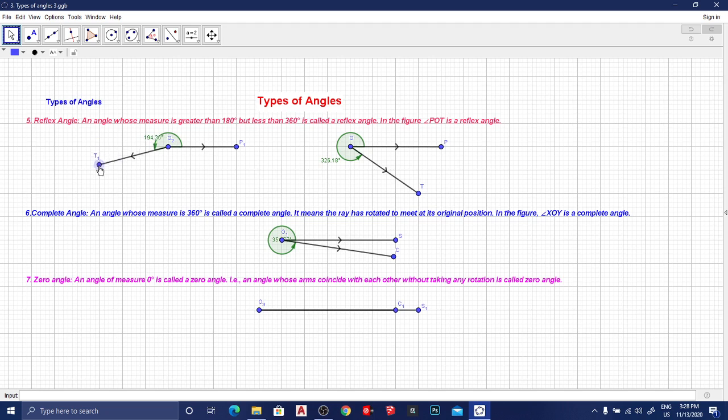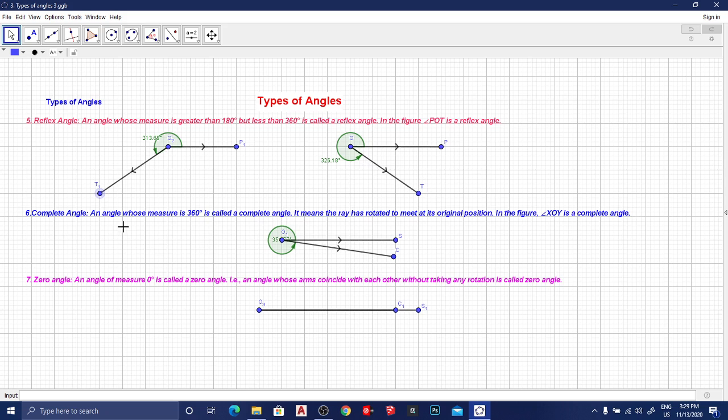This is a straight angle, and these angles which are 225, 270, 260, 333, all these angles which are less than 360, even 359.999, are called reflex angles only. Okay, so what is the definition here? An angle whose measure is greater than 180 but less than 360 is called a reflex angle. Here 326.18 is also a reflex angle.